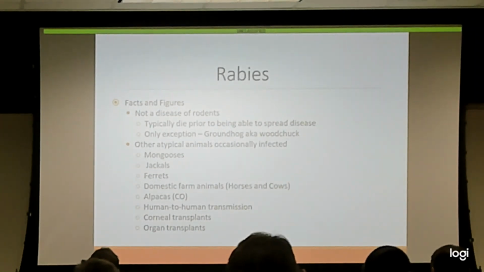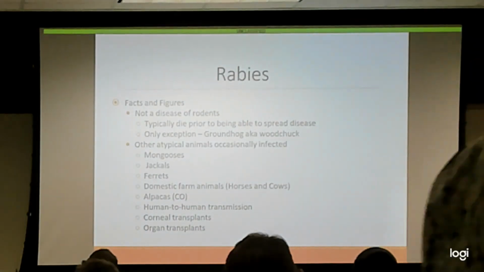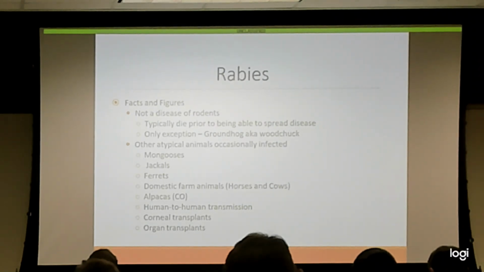Generally not a disease of small rodents. Usually those guys die real fast. So usually we'll get them from bigger animals like dogs and cats. These are other atypical animals that may get it. So there's a whole bunch of them right there. Even domestic farm animals like horses and cows can get it and transmit it to you. So that is a possibility.